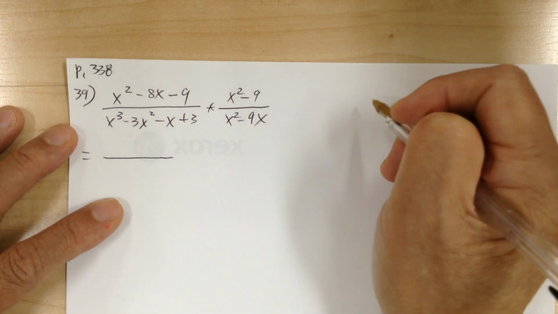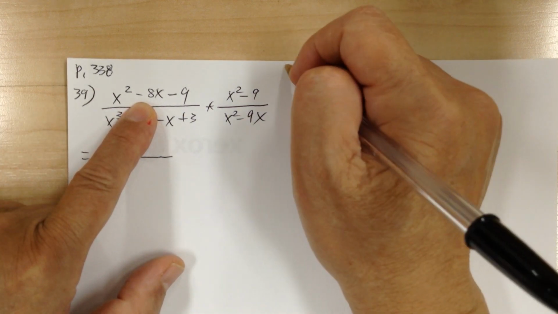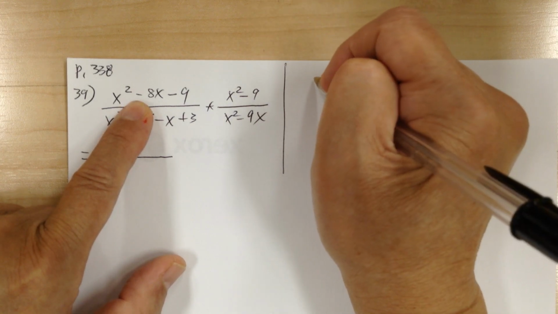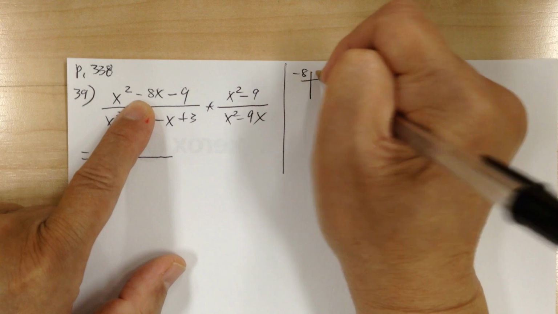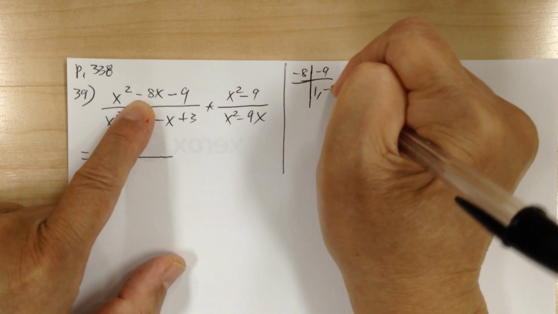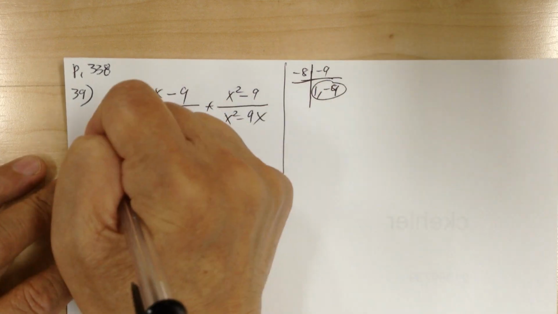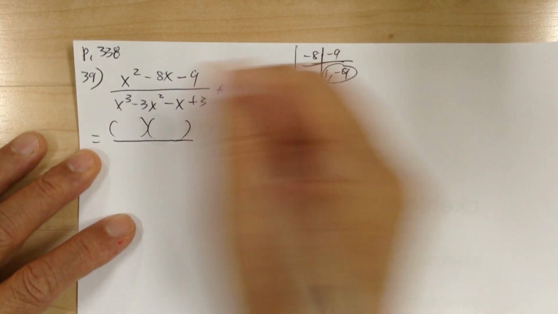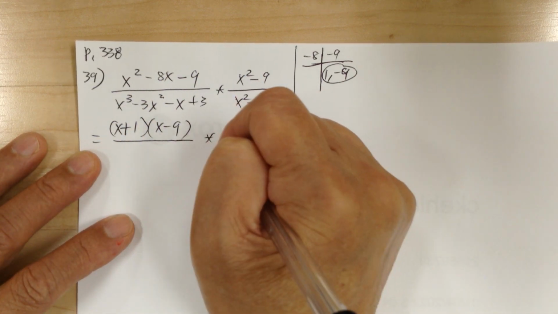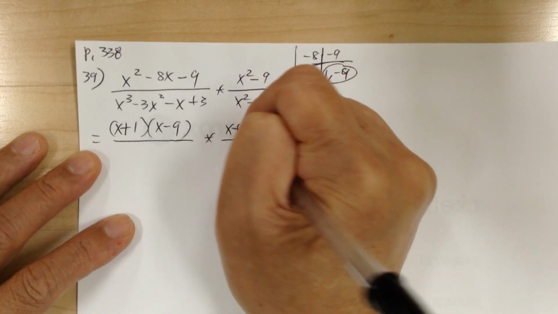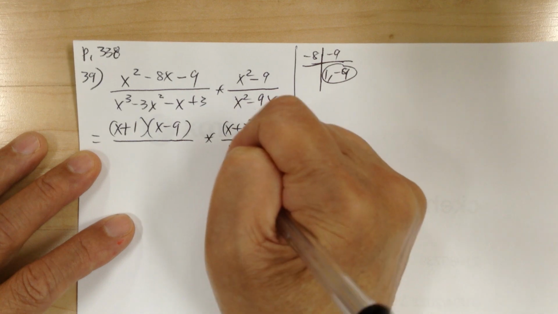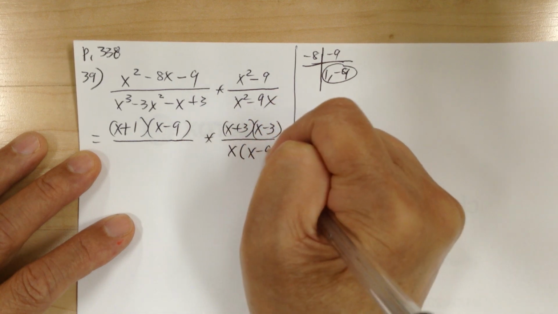Okay, so let's go and factor. So this one, let's go off to the side. For this one, you have to get -8 and -9. Use your product and sum. So put 1 comma -9, and that's it. So you're going to get (x plus 1)(x minus 9). This one you're going to get (x plus 3)(x minus 3). This one you can factor out the x, so you're going to get x minus 9.